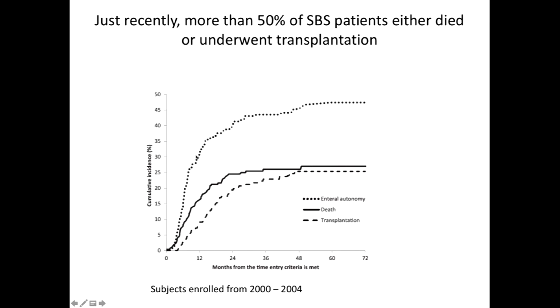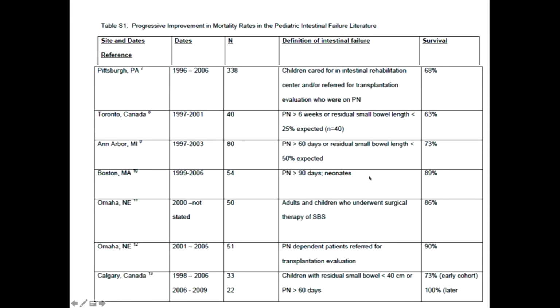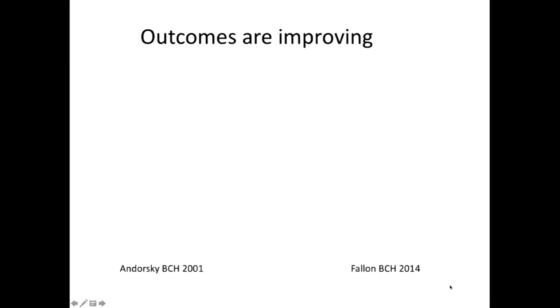In contrast, we have these children who progress off of parenteral nutrition and achieve enteral autonomy, and it's generally thought that once they're off of parenteral nutrition, their risk factors for mortality decline substantially. But nonetheless, a 50% mortality or transplant rate was the norm up until recently. As we, as a society, have gotten better at taking care of patients with intestinal failure, you can see that the survival rate has continued to increase, such that some centers are publishing 90% or near 100% survival rates in these children with refractory disease.